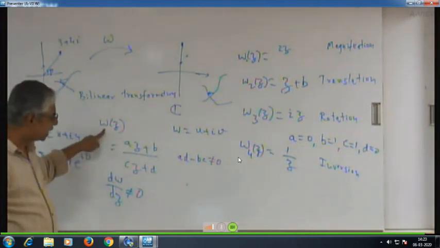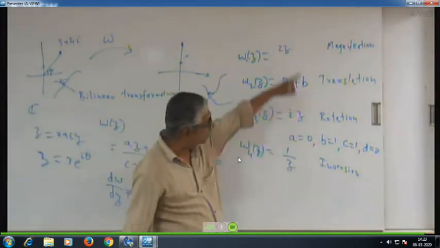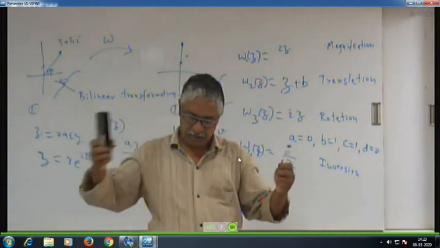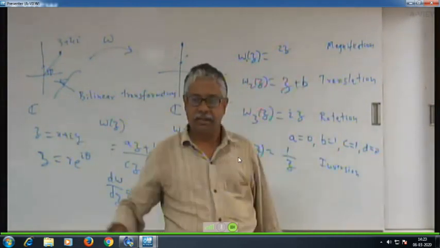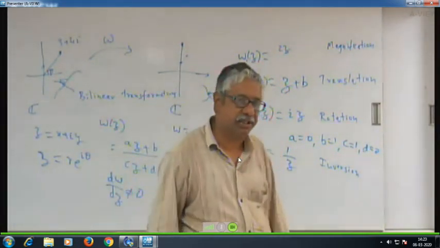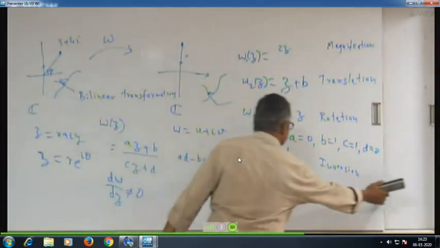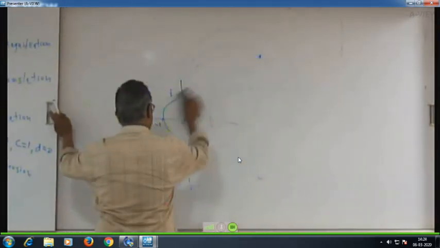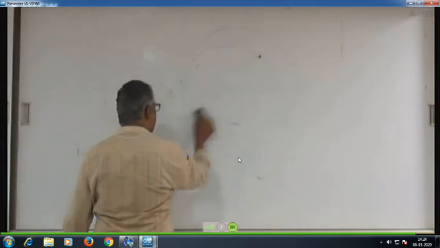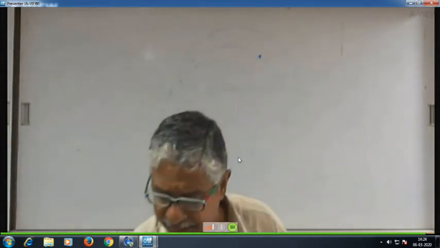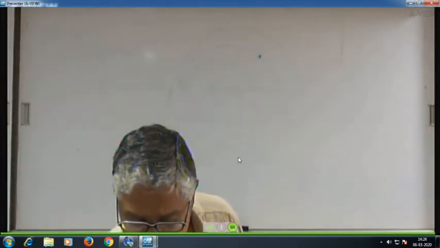So a bilinear transformation is a composition of these four. It means all these four are happening together: magnify, then translate, then invert, then rotate. All those things happening together is what a bilinear transformation is. That is why they are very important, because all four fundamental operations in the plane are happening together. This is the main thing about bilinear transformations. These are a few elementary examples.